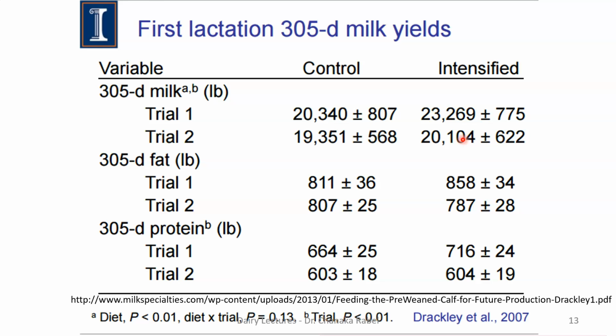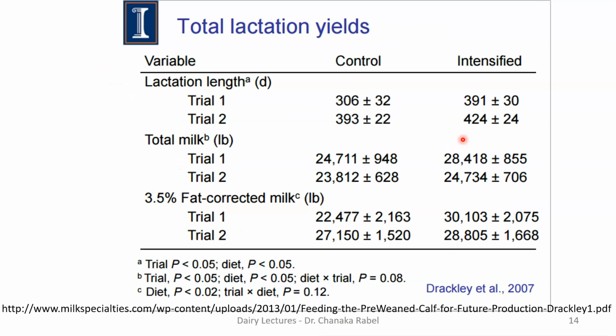Okay, right. So this shows the impact on the lactation length, right? So this group A, lactation length is A, which means diet and trial were different. So diet definitely had an influence on the lactation length, right? So this way it's longer. Trial was also different, but trial could be different due to many reasons.